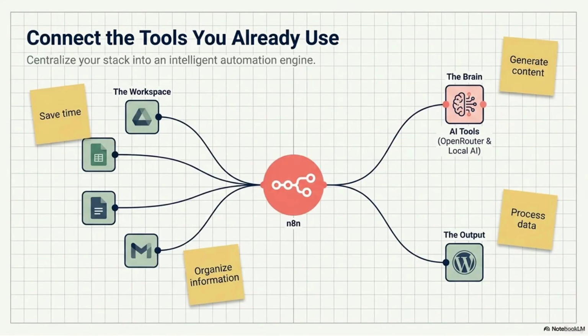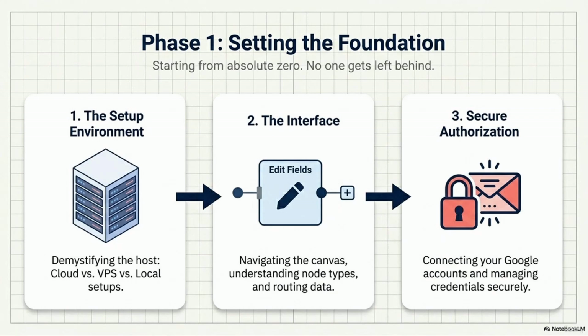My goal is to centralize your existing tools into an intelligent automation engine. We'll connect your workspace, including Google Drive, Google Sheets, Google Docs, and Gmail, to N8N. Then we add the brain, the AI tools. And we can do this through local AI options, which are totally free, or through Open Router. Using AI opens up lots of possibilities. You're not just able to move data, but you can generate content, process information, and even publish results directly to platforms like WordPress.